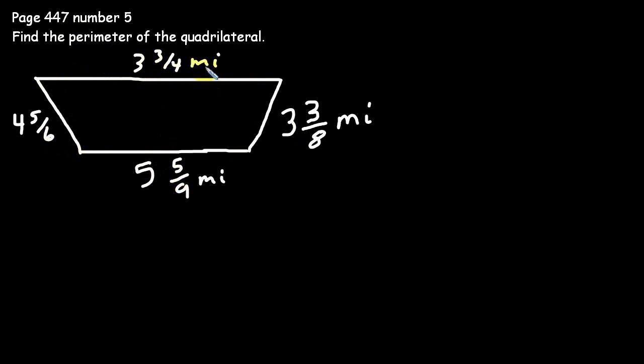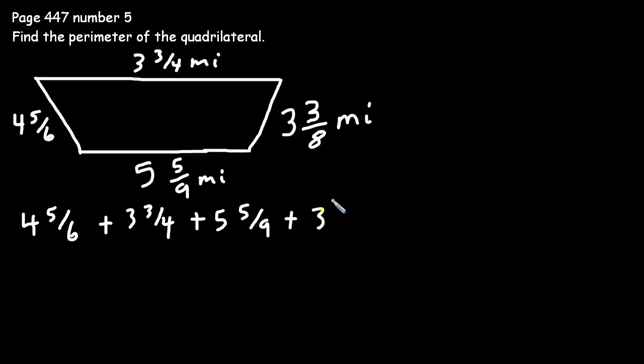One side's 3 3/4 miles, next one's 3 3/8 mile, 5 5/9 of a mile, and 4 5/6 of a mile. So I'll come down here and I need to add those four numbers. Okay, so I'm going to write down the 4 5/6 plus 3 3/4 plus the 5 5/9, and finally plus the 3 3/8.